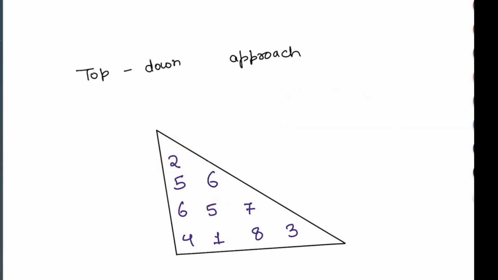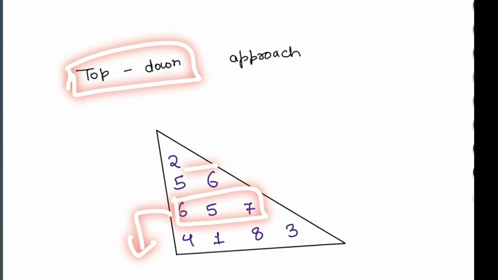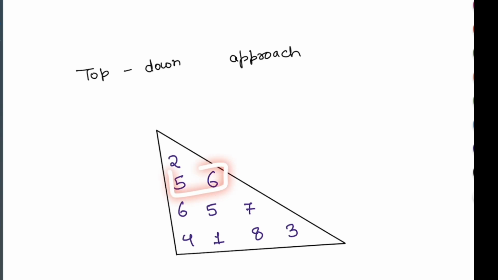Now let's try to process the next row. In the next row, you have 3 elements. You have 6, you have 5, you have 7. We will do the same process. In this row, our aim is to go down, right? We are following the top down approach, but we will create the answer from the top. We will get the answer from the top, update these values and then move down.